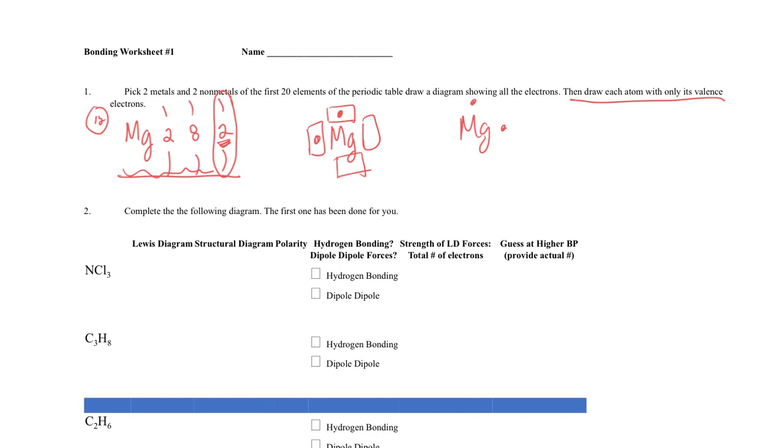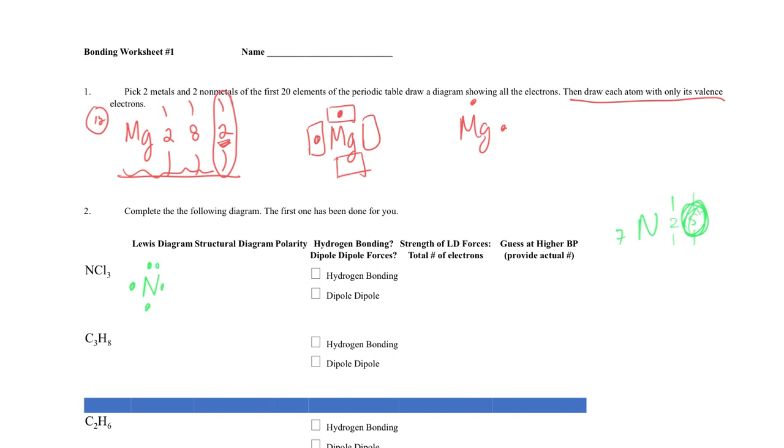So if I'm doing that for a compound down below, like nitrogen trichloride, I'm going to draw nitrogen like this. Nitrogen is number 7, so it has 2 and then 5 electrons. So it has 5 on the outside, so I can write 5. So 1, 2, 3, 4, 5.